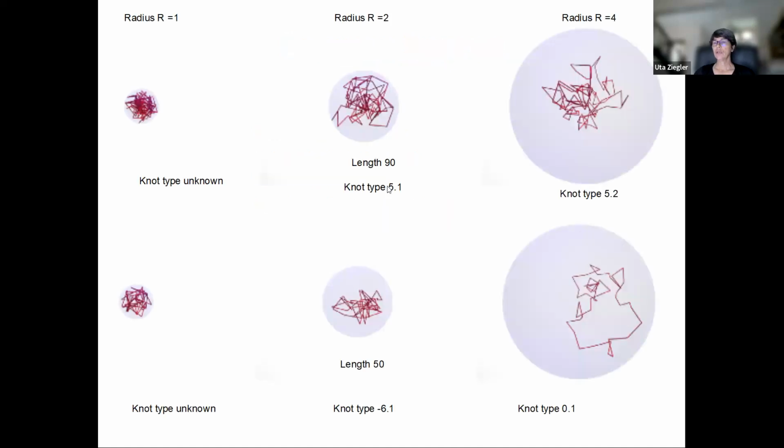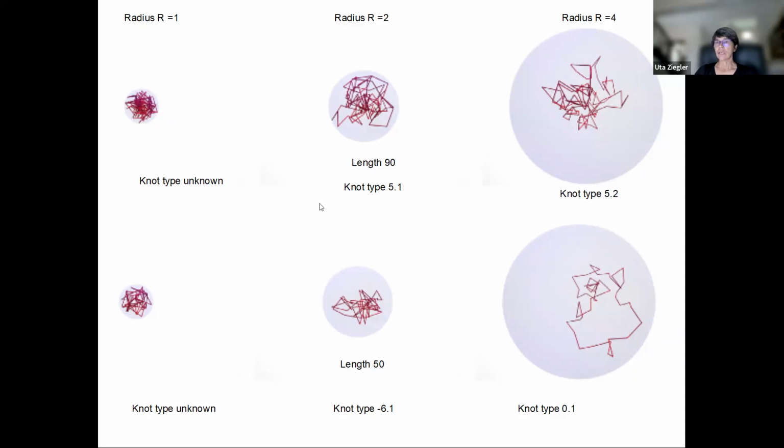Okay, so here is just an impression of how it looks if you put a bunch of line segments making a polygon into a sphere. The top row is length 90, the bottom row is length 50. Here we have radius 1, radius 2, and then radius 4. And so we clearly see that for the smaller length, there's less stuff in the sphere.